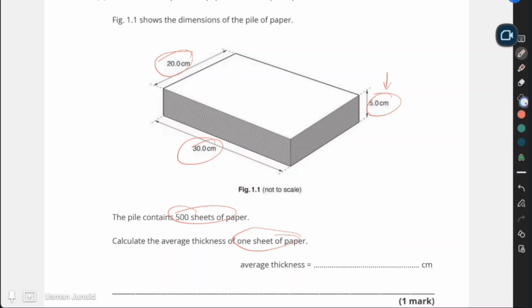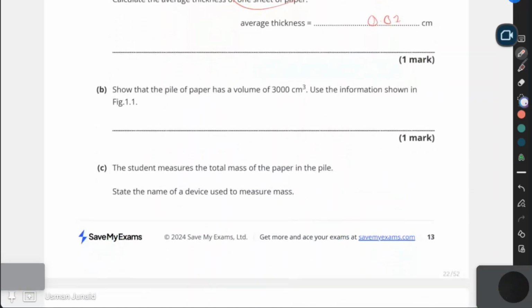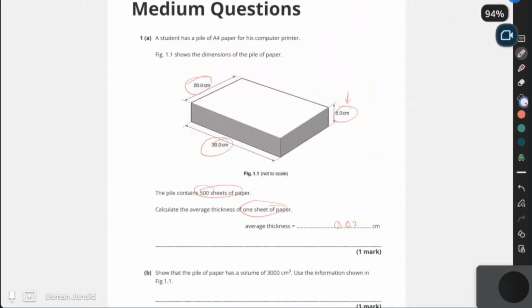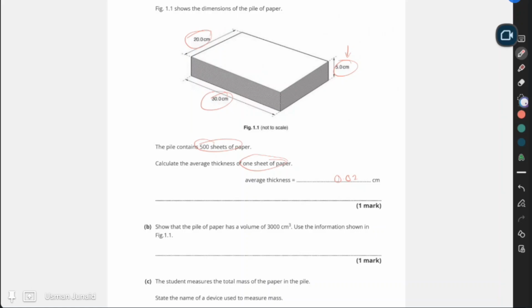Yes. So how much will it be? 0.01. How much? 0.01. 0.01 centimeters. Yes. Okay. So can you find the volume? Find the volume and see if it says the same.